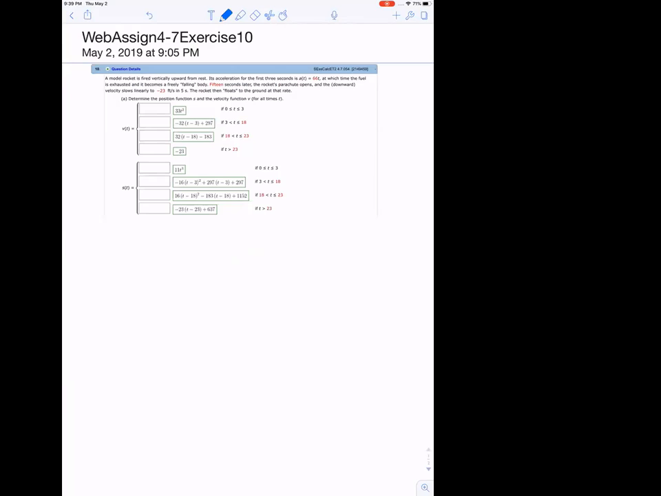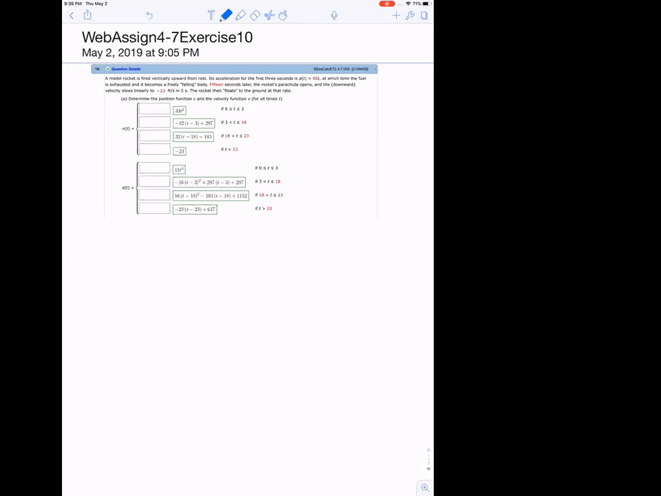So the question is here. It says a model rocket is fired vertically upward from rest. Its acceleration for the first 3 seconds is given. It's 66t. The acceleration of t is 66 times t, at which time the fuel is exhausted and it becomes a freely falling body. So that means the only force is due to gravity. So there's only a constant acceleration due to gravity.